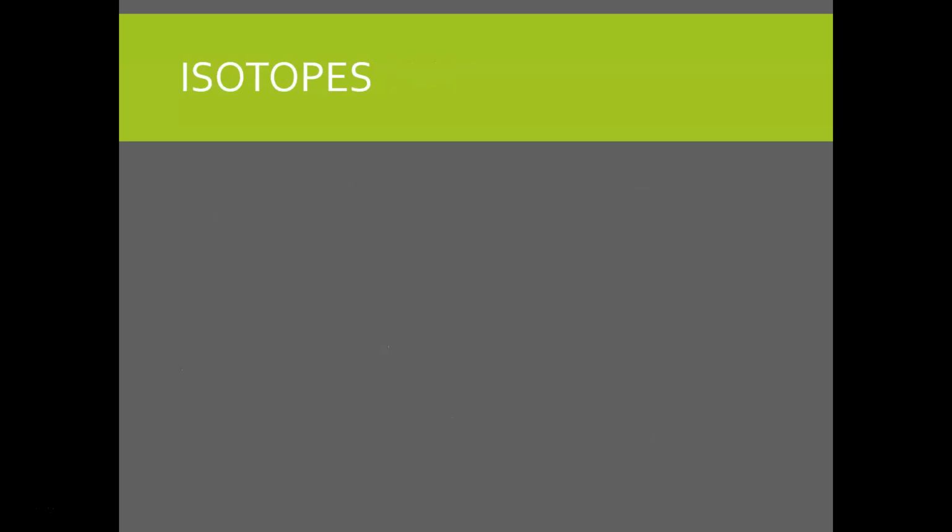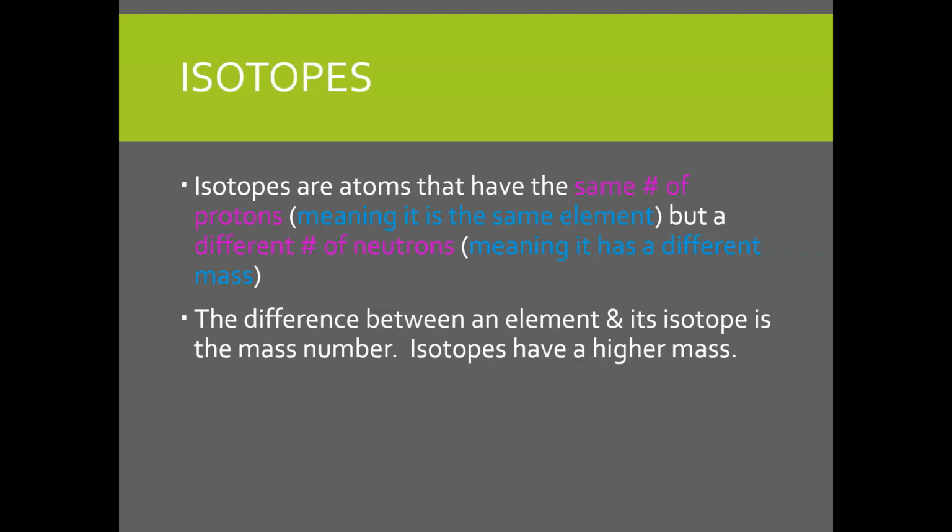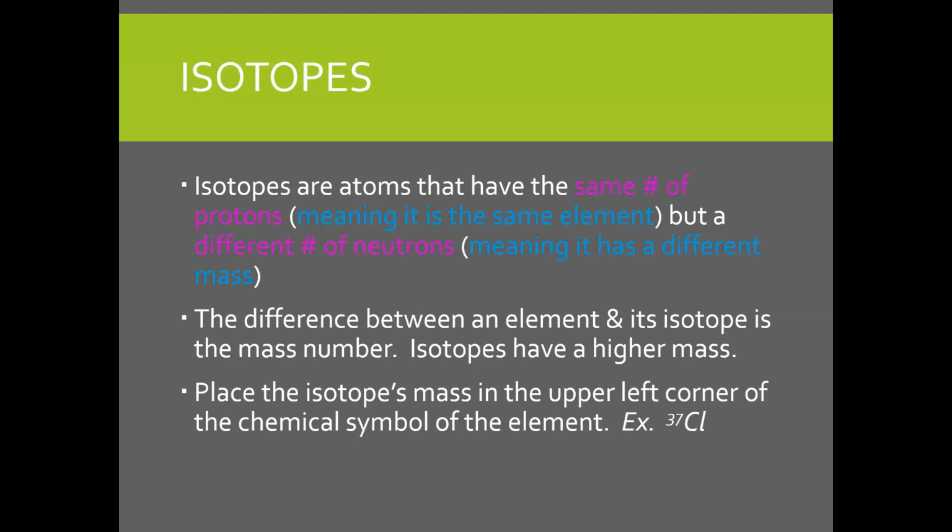So this brings us to something called isotopes. Isotopes are atoms that have the same number of protons, meaning they're the same element, but a different number of neutrons, meaning they have a different mass. The difference between an element and its isotope is the mass number. Isotopes are going to have a higher or different, sometimes lower, mass. You place the isotope's mass in the upper left corner of the chemical symbol of the element, even if it is not the one from the periodic table, because that just means you have an isotope, and that's not a big deal.